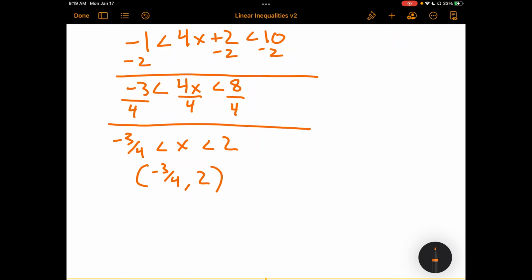And you can check your answer, because if you were to plug in any number between -3 over 4 and 2, so 0, 1, or even some decimals, if you were to plug it into your original inequality, it should become true. And so that's how you solve the problem. Hope that helps.